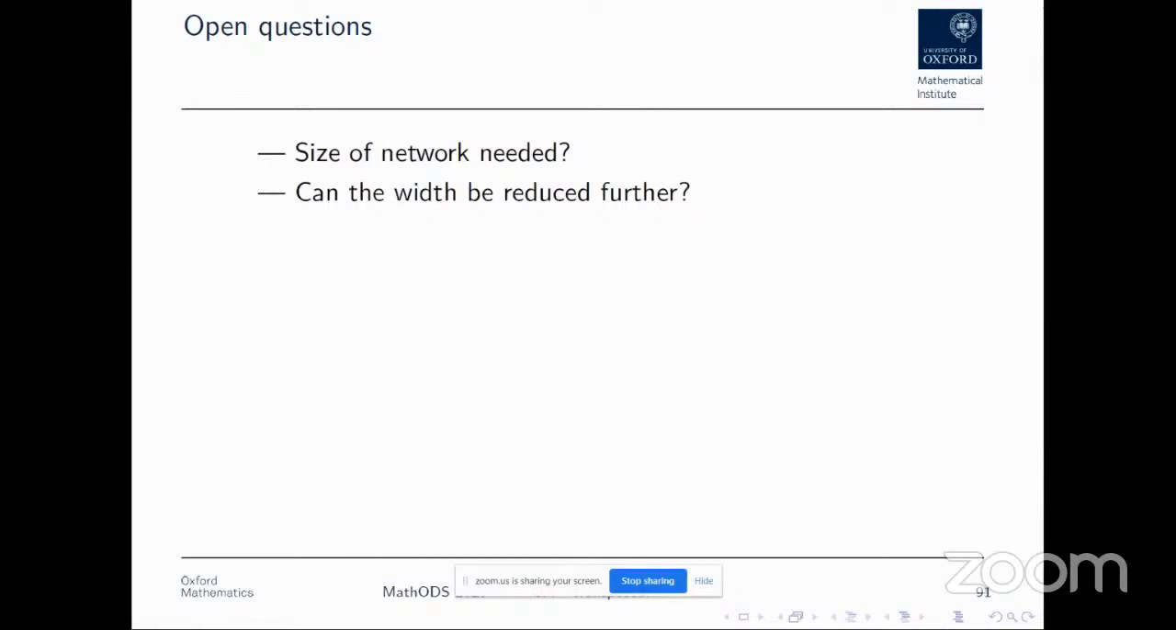Another one is the width. Can it be reduced further? For example, it is known that for the particular case of the ReLU, which has been incredibly heavily studied theoretically, you can do slightly better. We can drop down to just n plus m, and it's possible to prove that, at least in the m equals 1 case, this is optimal. And that's in terms of upper bounds.